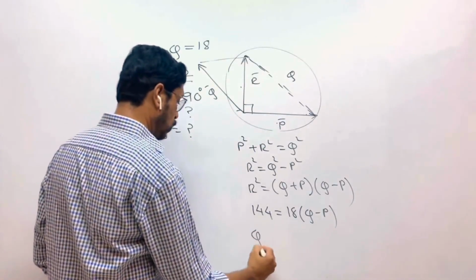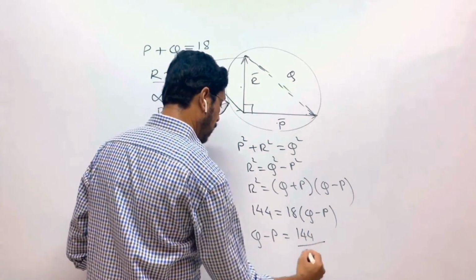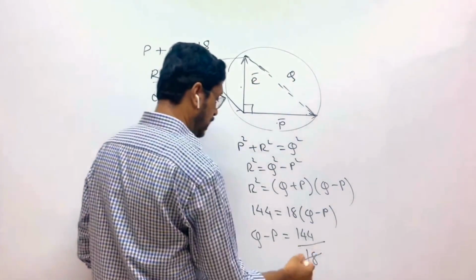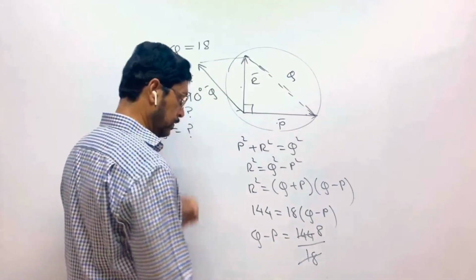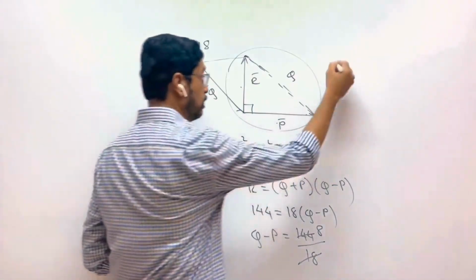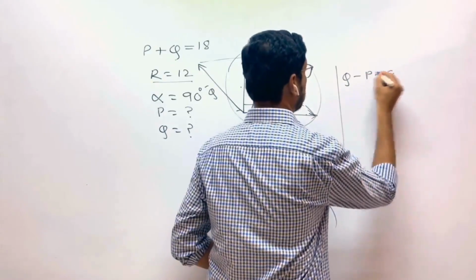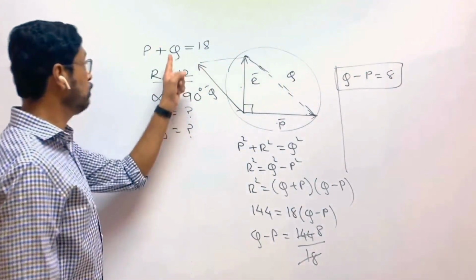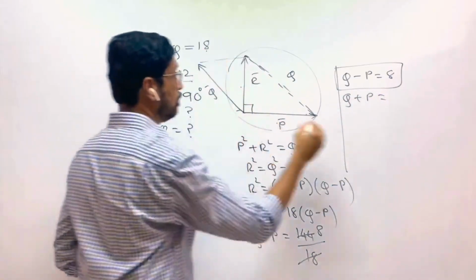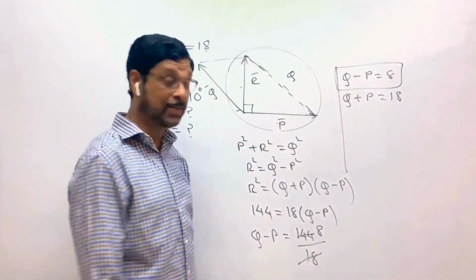So Q minus P is equal to 144 upon 18. Correct? 18 ones are 18, 18 eights are 144. So you got one equation, Q minus P is equal to 8. And another equation you already have, Q plus P is equal to 18. Now you'll solve these two simultaneous equations.